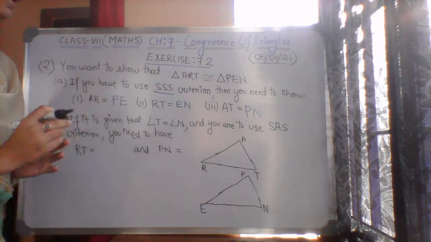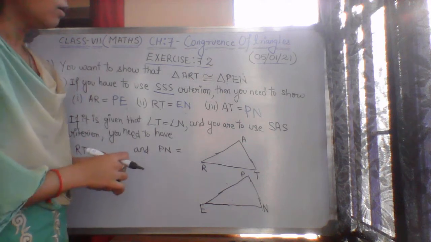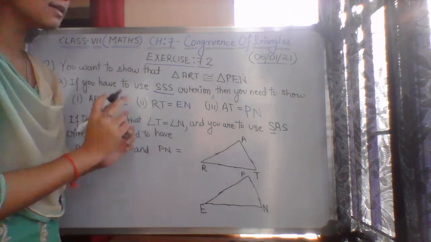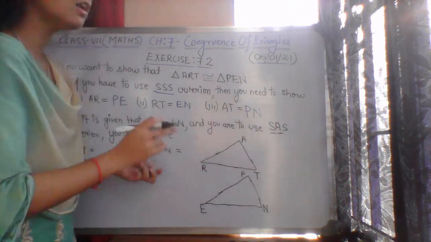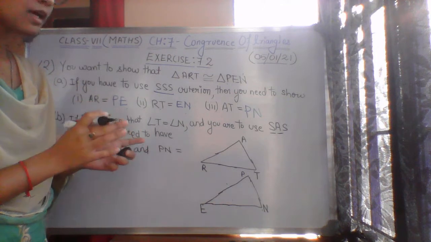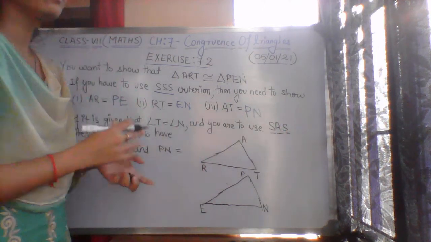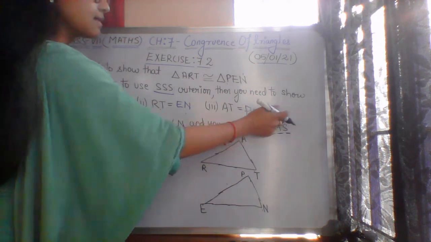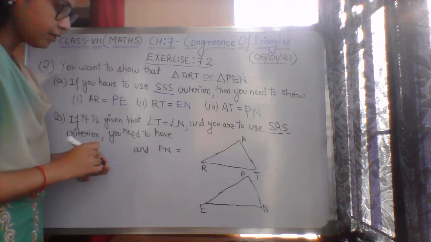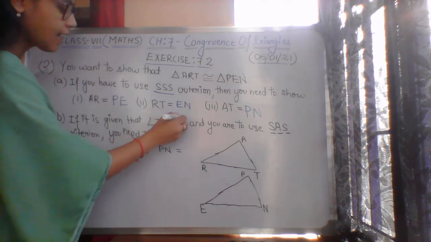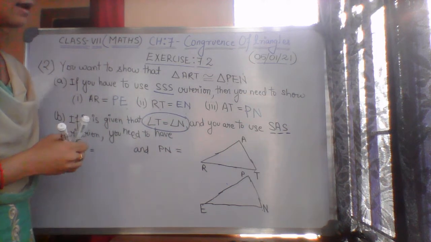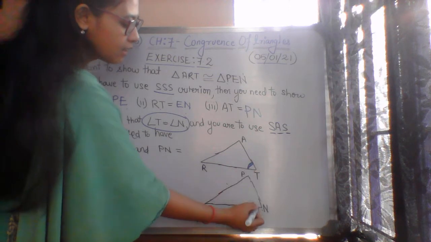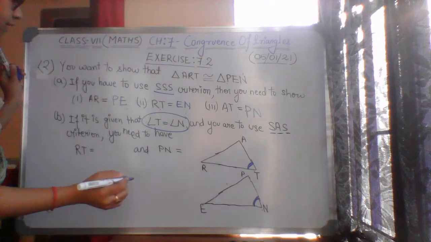Side angle side criteria. So what do you need to show? You have to show one side of both the triangles equal, then one angle of both the triangles equal, and one more side of both the triangles equal. Okay, SAS. So what is already given? The angle is given already. Angle T equals angle N, it is already given.